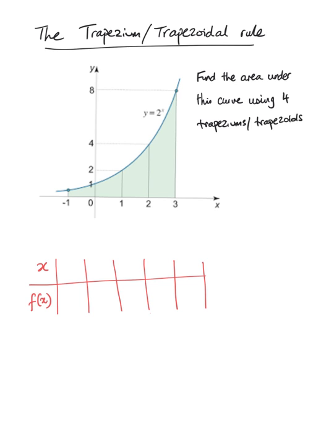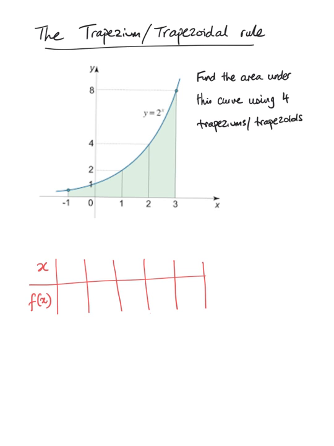Now we use this when we need to find the area beneath a curve, but we don't know how to integrate it. It doesn't give us an exact answer, but it gives us a very, very good approximation. And when we have a question like this, it's always going to give us a function and tell us how many trapeziums or trapezoids we need to use. So in this particular one, we're trying to find the area beneath 2 to the power x between -1 and 3, using 4 equal trapeziums.